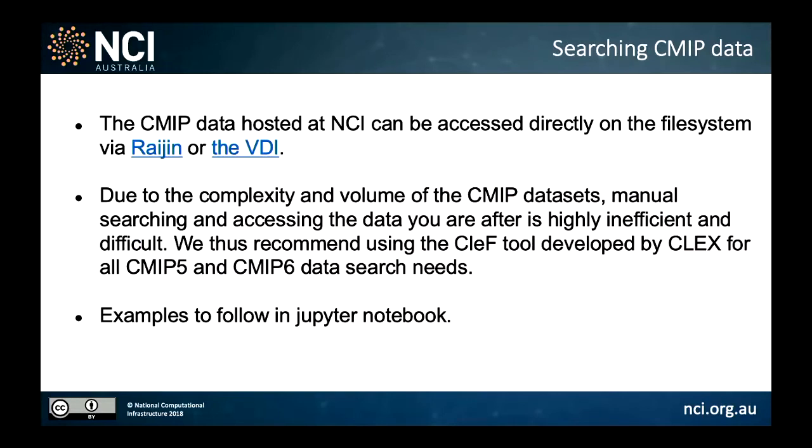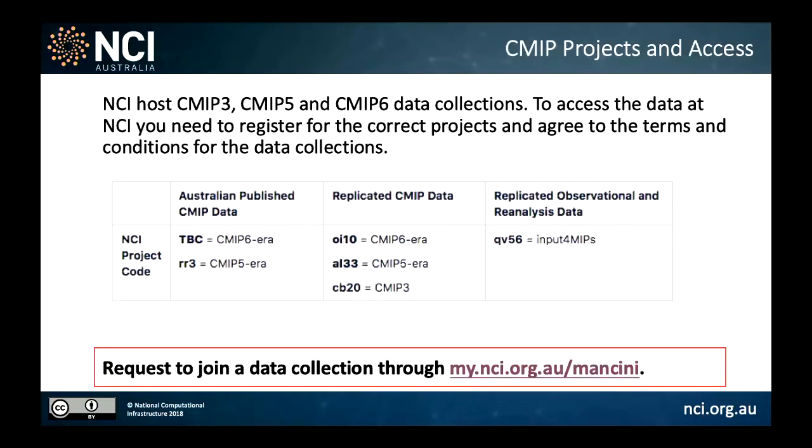So if you are interested, they have some recommendations about how to search for the data that you're interested in. So I'm just putting this up here so you have the information for later. Basically, if you want CMIP6 output, then you have to join this group at NCI, oi10. And they'll keep the CMIP5 and CMIP3 output as well, if you want to compare with previous generations of models.